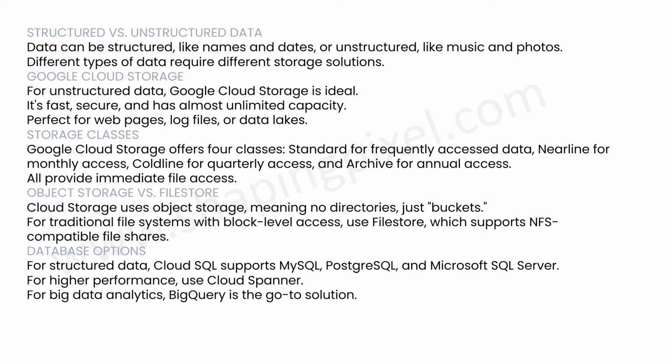Google Cloud Storage offers 4 classes: Standard for frequently accessed data, Nearline for monthly access, Coldline for quarterly access, and Archive for annual access. All provide immediate live file access. Cloud storage uses object storage, meaning no directories, just buckets. For traditional file systems with block level access, use FileStore, which supports NFS compatible file shares.